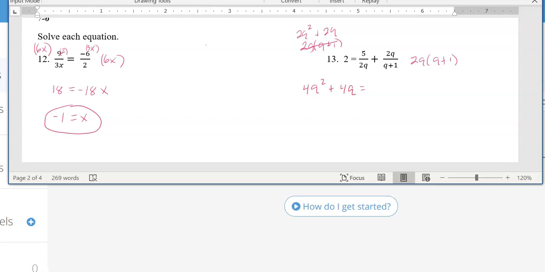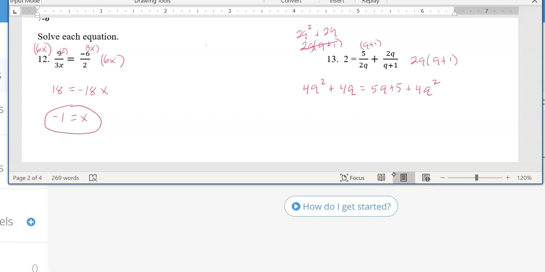Okay, dividing 2q into this, the 2q's would cancel, and I'm left with q plus 1 to be multiplied by 5. That's 5q plus 5. This one, q plus 1 would cancel, and I'm left with 2q to multiply times 2q, and that's 4q squared. Okay, and my denominators are gone. I have no rational expressions, no fractions to deal with.